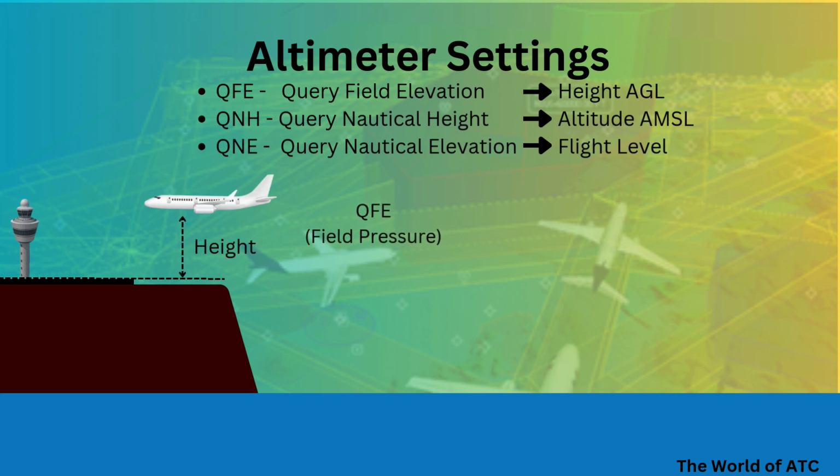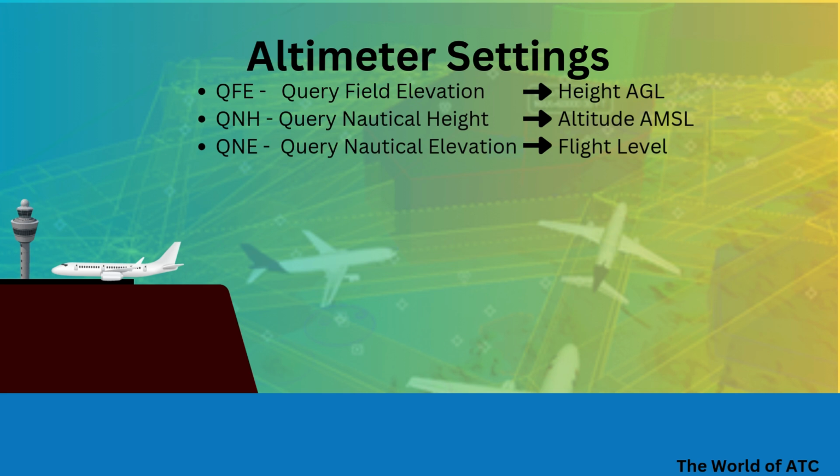Once the QFE is fed into the altimeter of an aircraft, it will tell the height of the aircraft above ground level. This means if the aircraft is on the runway of an airfield and has fed the QFE in the altimeter, the height would be displayed as 0 feet.